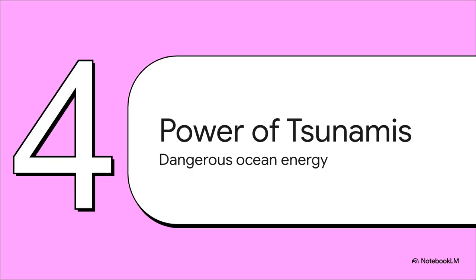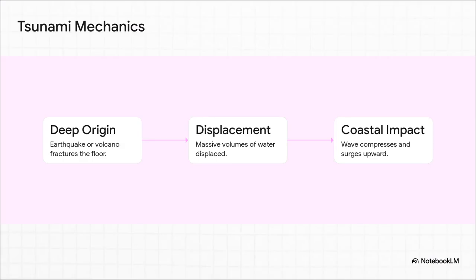Section 4. The power of tsunamis, the dynamic and dangerous energy of the ocean. Now, what's really interesting here is how this immense dynamic energy actually works. Let's step systematically through the mechanics of a tsunami. It basically happens in 3 violent steps. Step 1 is the deep origin. A strong earthquake or volcanic eruption violently fractures the ocean floor.